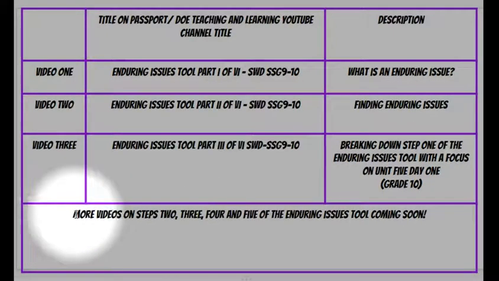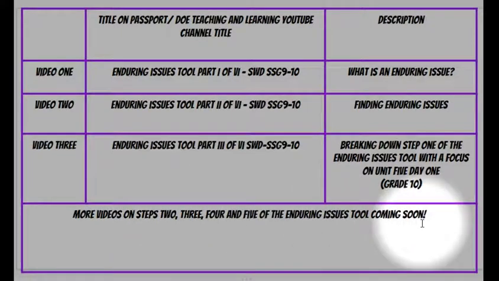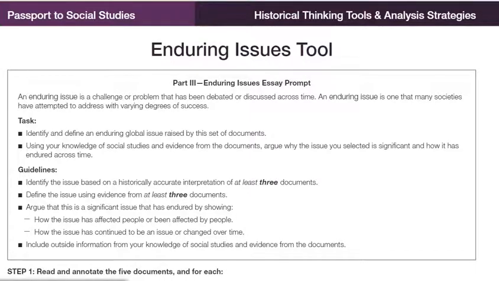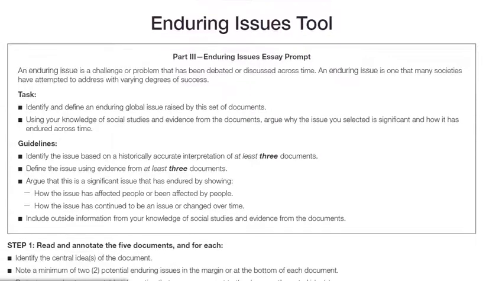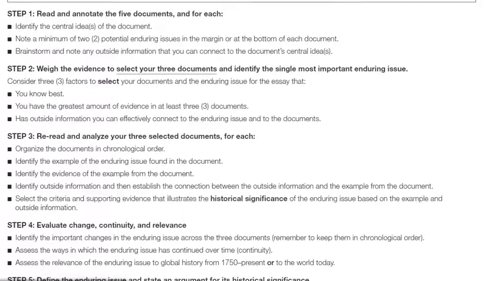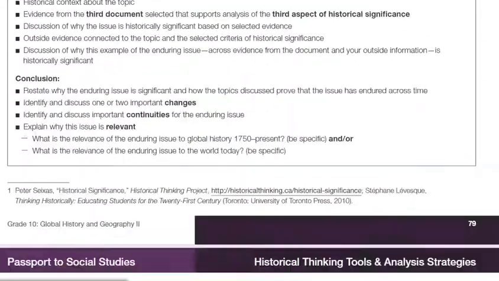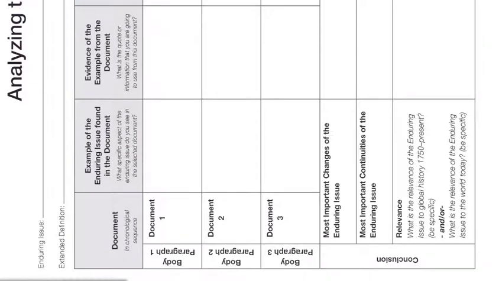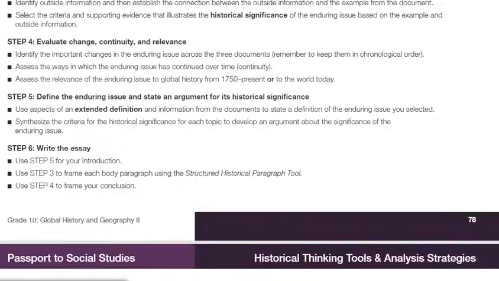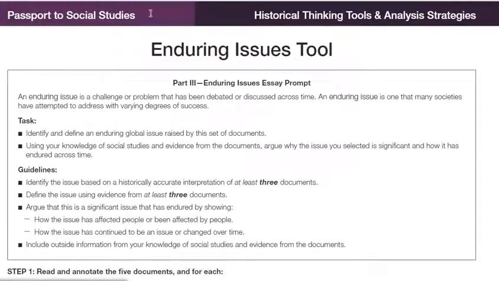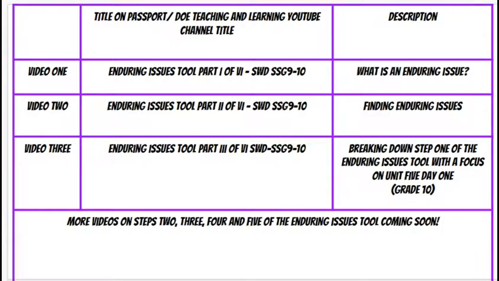And then I told you there's going to be more videos on all the other steps of the Enduring Issues tool. Now, before I forget, this is the Enduring Issues tool. It has the essay prompt, then it has a whole bunch of steps that I keep telling you about. Then it gives you directions for all the steps and then a chart. Calm down, we're not there yet. Right now, we need to talk about actually finding these enduring issues, right?